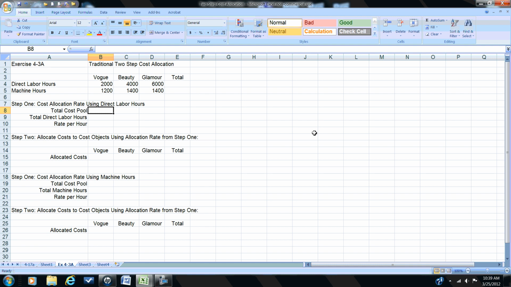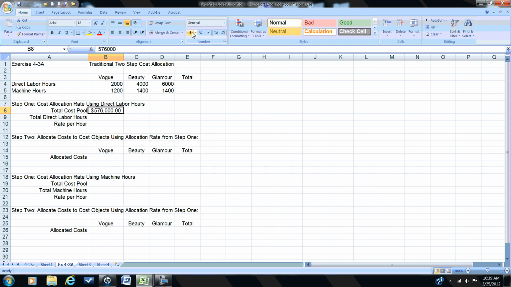In a two-step process, step one is to allocate the rate based on the cost driver. Here we're using hours, so we'll be looking at a rate per hour. Our total cost pool is the amount of overhead that we want to allocate. In this case, it's $576,000. So let's format our cost.